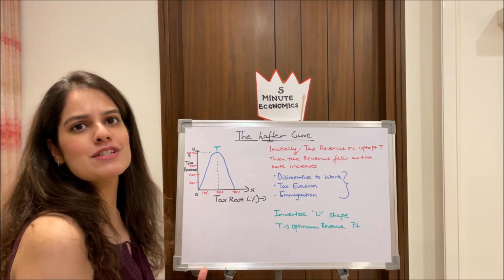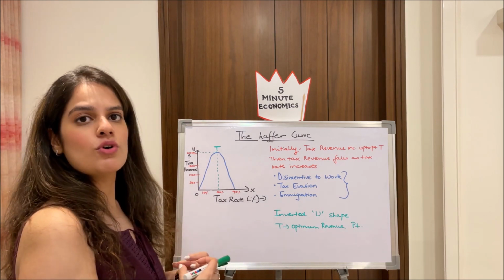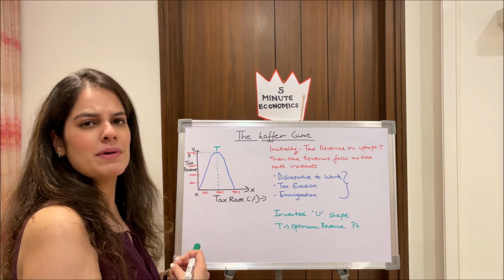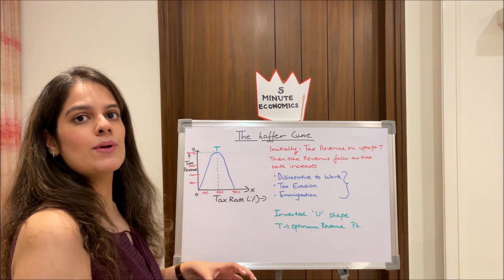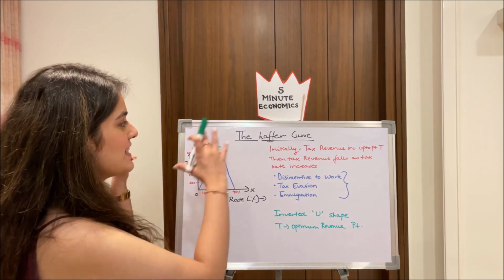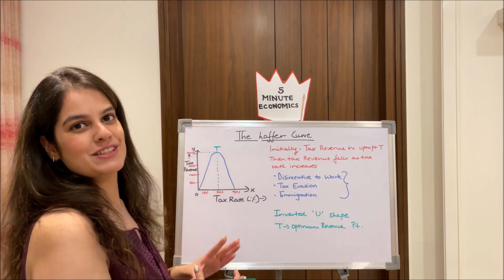People will get the incentive to work. People will feel our money is not all going to the government. We have some money, and of course some has to be paid to the government in the form of taxes. So that way people will be incentivized to work. So this is the entire concept of the Laffer curve. So this is all about this concept, guys.